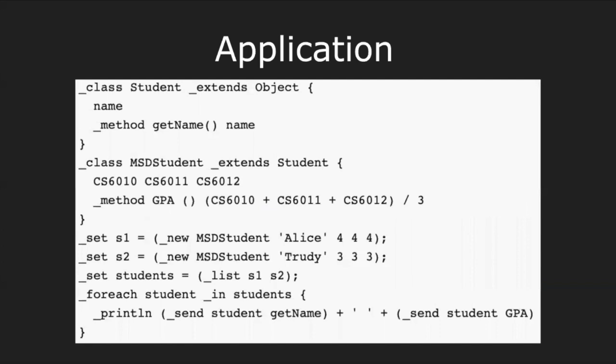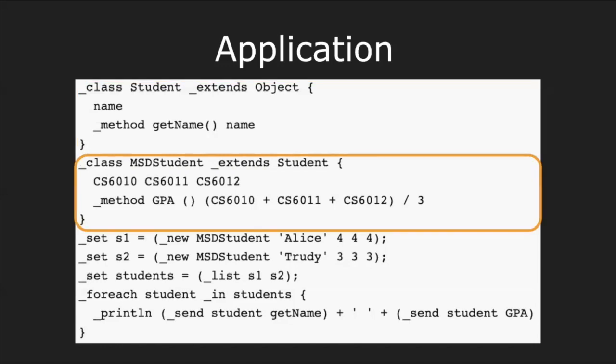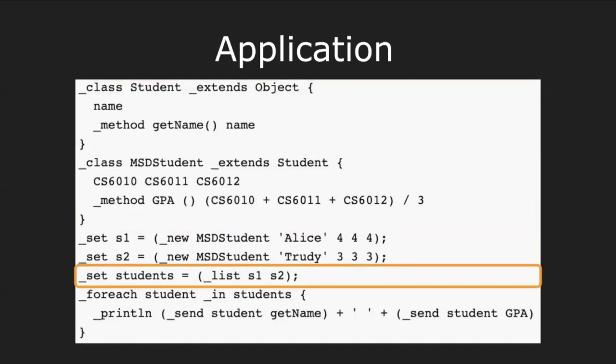So given all these new features, I've put together a big application. We define a student class with a name and a getName method. The MSD student inherits from the student class and it has GPAs for several courses and a getGPA method. We create a bunch of student objects, put them in the list, and use the for each loop to loop over the list and print out their names and overall GPAs.